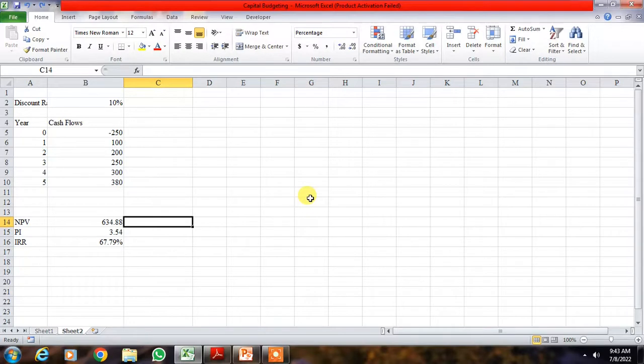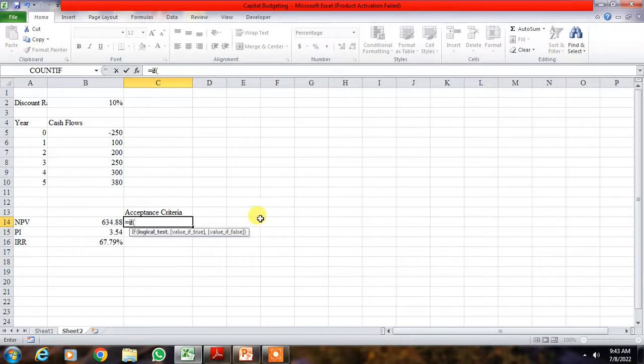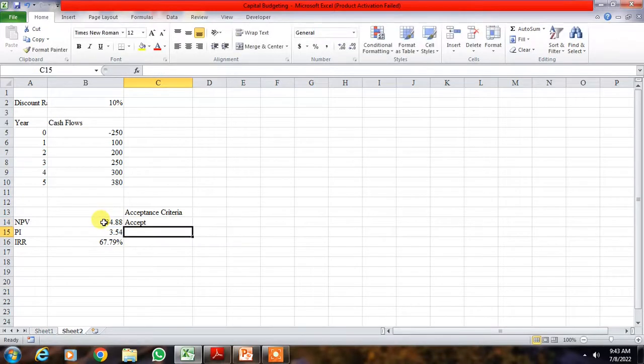Yes, you can draw a formula here also. If this value is less than 0, then reject it, write reject, otherwise accept it. Now you can see that the NPV is greater than 0, that is why it is accepted.